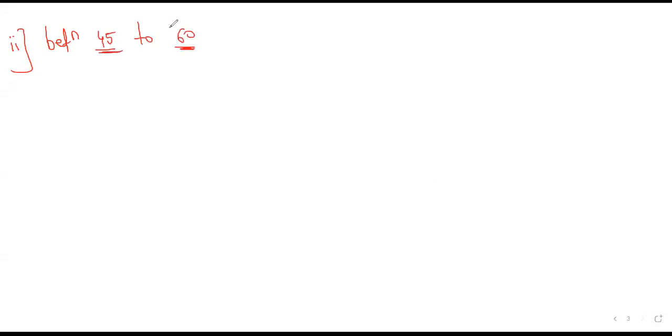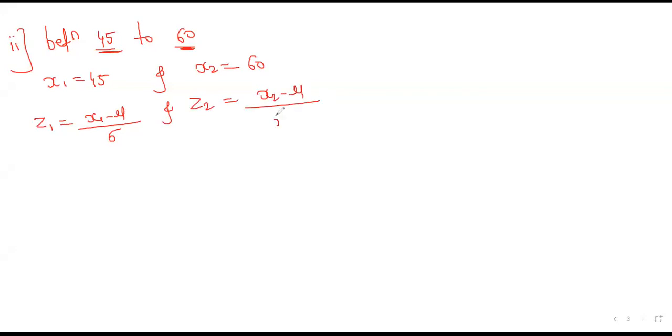45 आणि 60. So first of all, if we consider x1 is equal to 45 and x2 is equal to 60, so we get z1 is equal to काय असणार आहे? x1 minus mu divided by sigma, and z2 is equal to काय असणार आहे? x2 minus mu divided by sigma. Okay, so z1 काय येईल आपला? x1 किती आहे? मीन्स x ची व्हॅल्यू फर्स्ट काय आहे? 45 minus mu is 50 divided by sigma is 5, and z2 means x2 किती आपला? 60 minus 50 divided by 5.